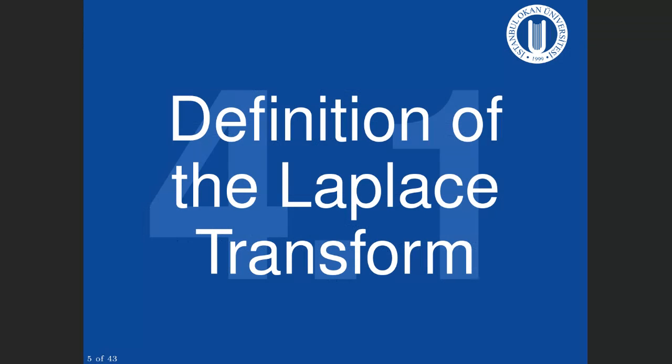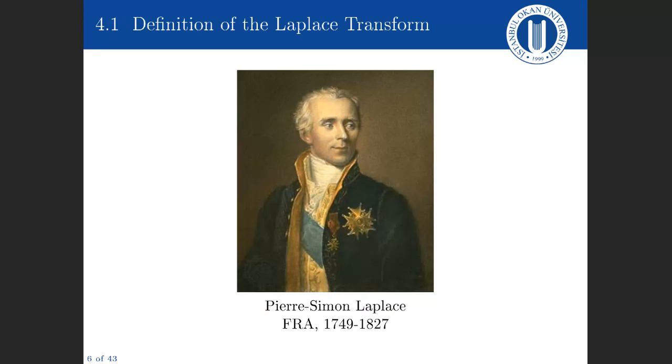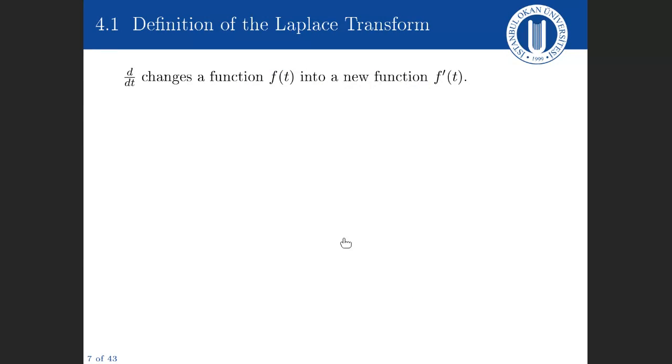Now we're ready to start talking about the Laplace transform, named after a French mathematician called Pierre-Simon Laplace. The idea goes like this. What does derivative do to a function? Derivative changes a function into a new function. The function that we start with we call f of t, say, and then after we've done the derivative of this, we find a new function which we typically call f prime of t.